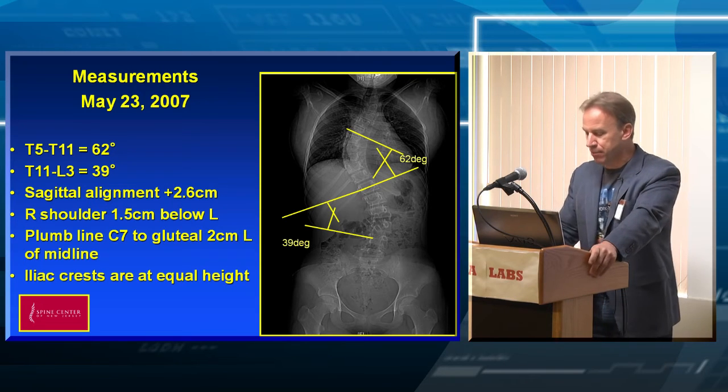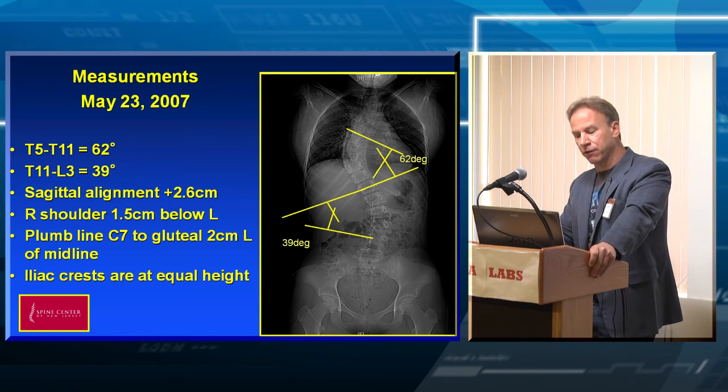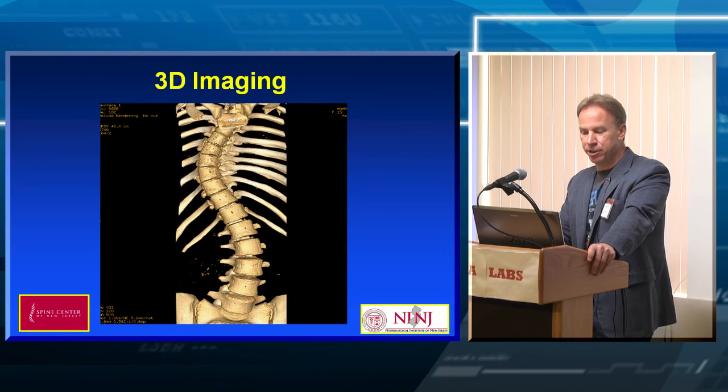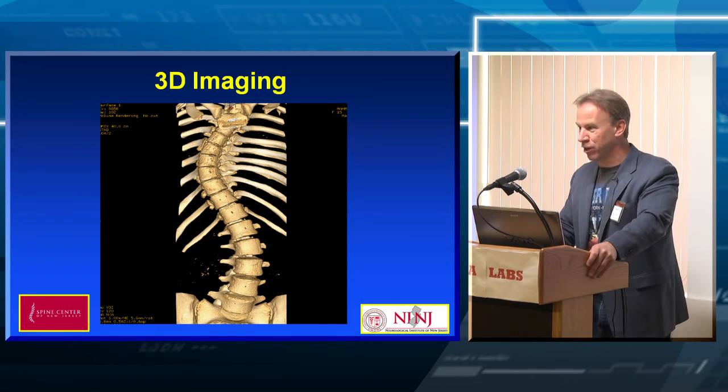I'll show you the two side by side. Her right shoulder is elevated at this point. The iliac crests are equal. This is a 3D image, which the main value of these is they look cool. When you're showing a presentation and they spin around, I don't really use them for anything other than that.